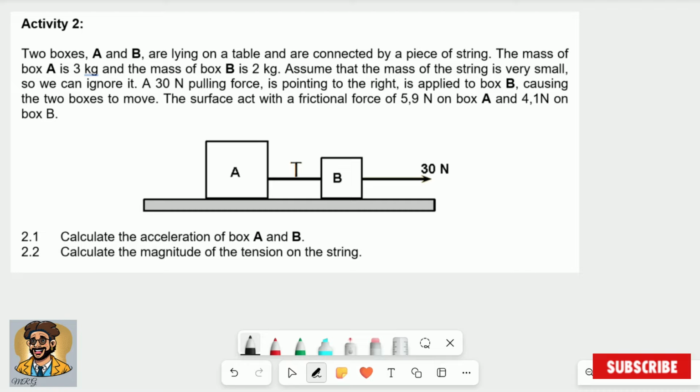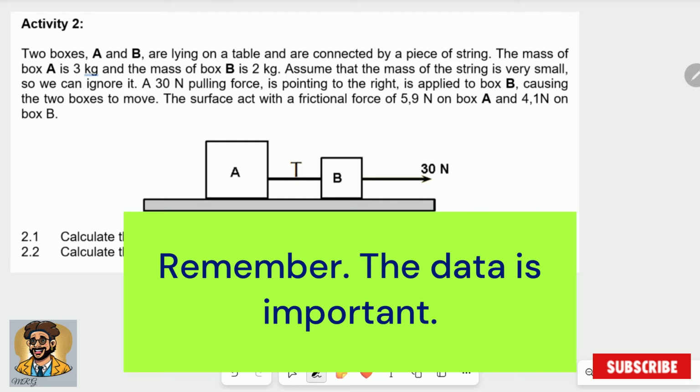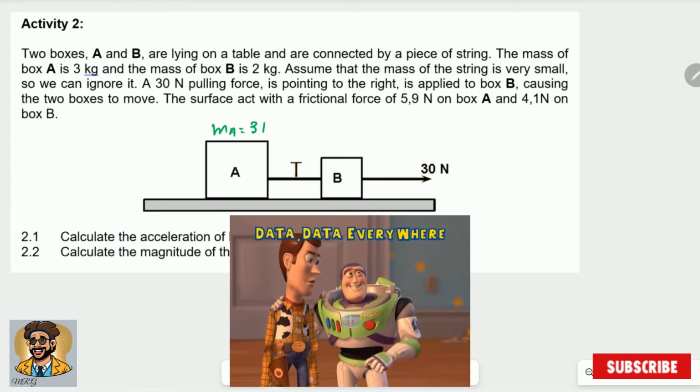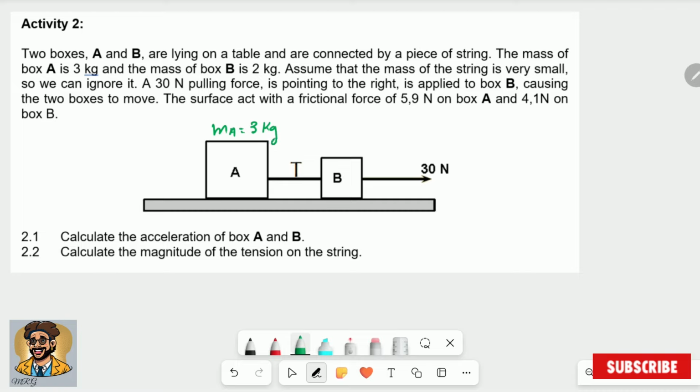They say two blocks A and B are lying on a table and are connected by a piece of string. The mass of box A is 3 kilograms. Let's write the data here: mass A is equal to 3 kilograms. And the mass of box B is 2 kilograms, so mass B is 2 kilograms. Assume that the mass of the string is very small, so we can ignore the string. The string doesn't have a mass. It's there, but doesn't have a mass.